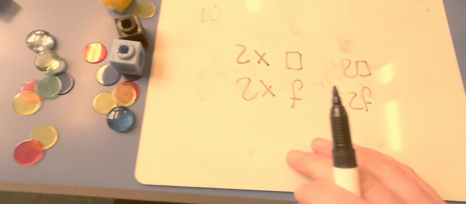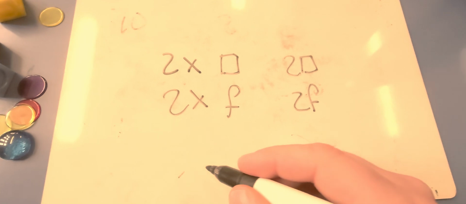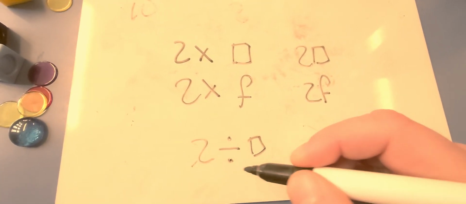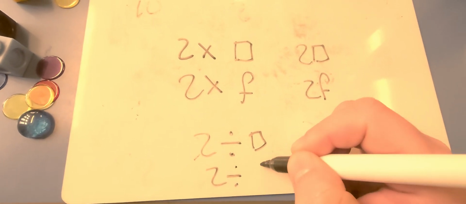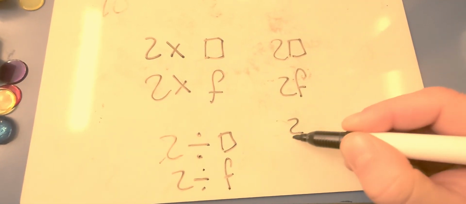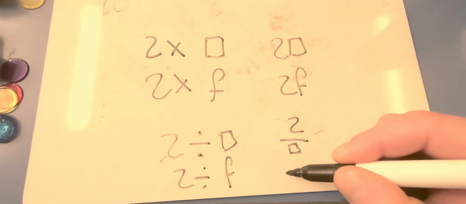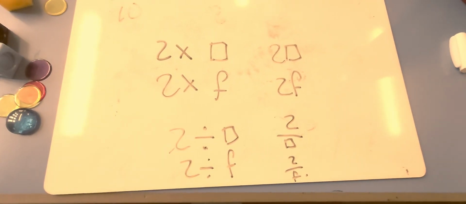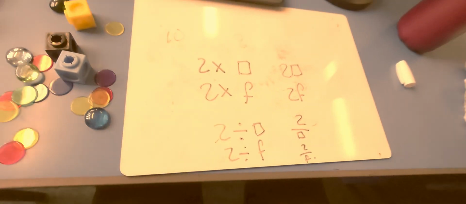When you're dividing, I'm not sure I've shown you this yet. Instead of saying 2 divided by square, or 2 divided by f, you write this like a fraction. 2 divided by square, or 2 divided by f. These may look hard to begin with, but actually, once you get the hang of it, you'll start realizing it's quite easy.